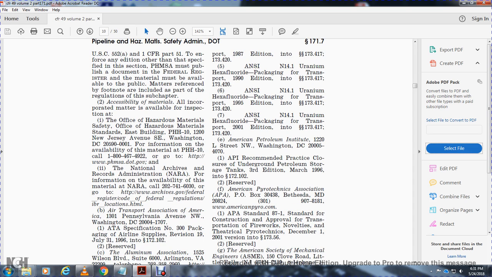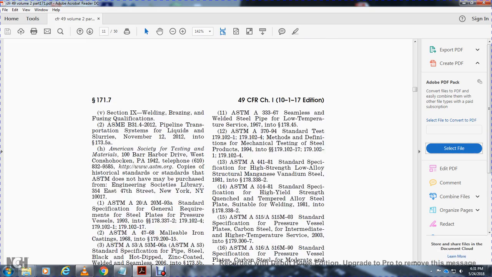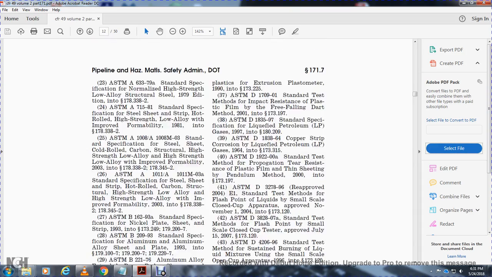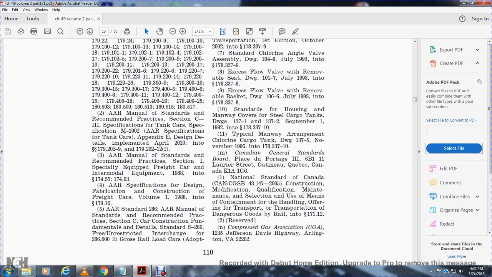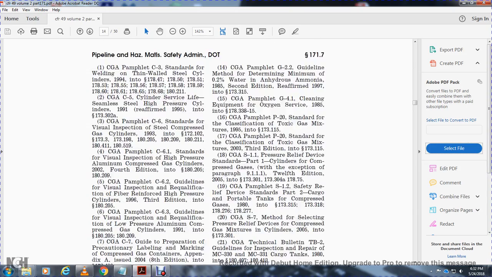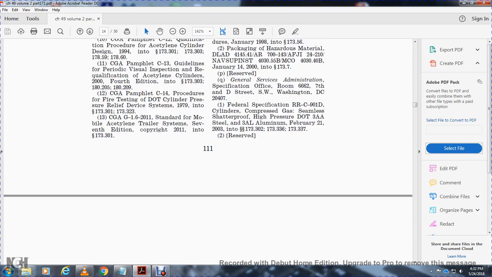Air Transport Association, 1301 Pennsylvania Avenue North, Washington, D.C. 20004-1707. ATA specification number 300, Packaging of Airline Supplies, Revision 19, July 31st, 1996. And then it goes through a whole lot of them, a lot of references. You can check this out for yourself on gpo.gov.